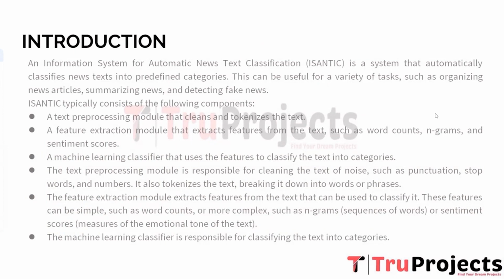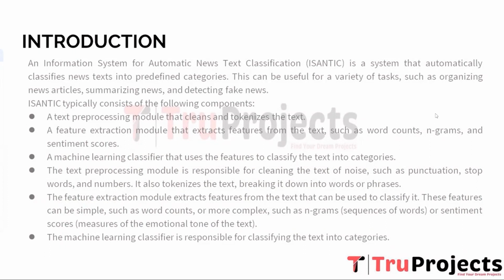of noise such as punctuation, stop words and numbers. It also tokenizes the text, breaking it down into words or phrases. The feature extraction module extracts features from the text that can be used to classify it. These features can be simple, such as word counts, or more complex, such as n-grams, that is, sequences of words, or sentiment scores of the emotional tone of the text.